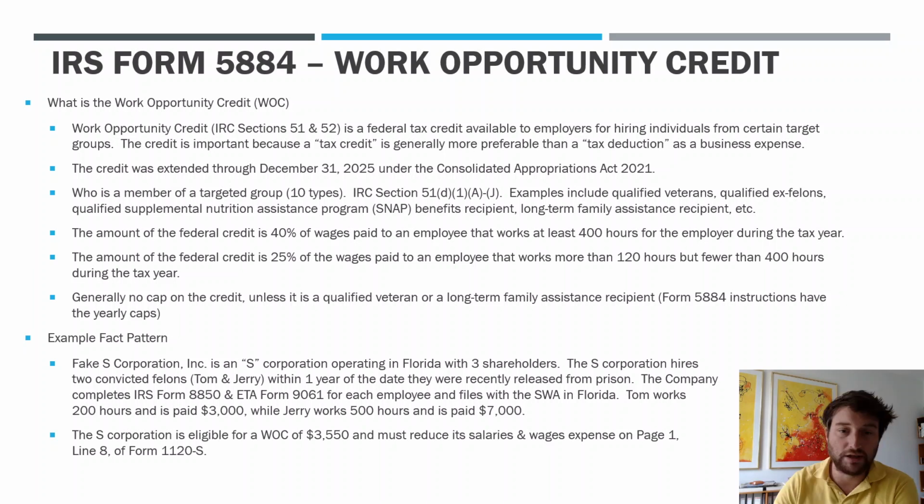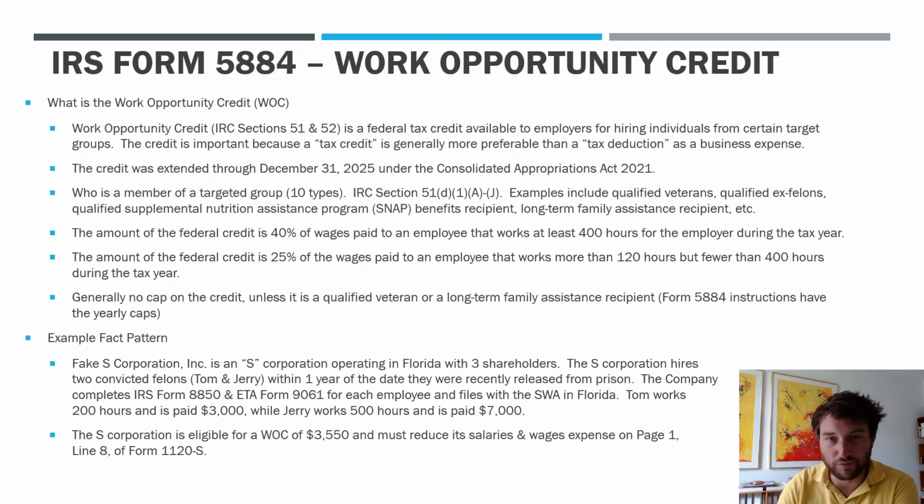The credit has been around a while. It was extended through the end of December 2025 under the Consolidated Appropriations Act of 2021. So it is going to be around a few more years. Now, who's within that targeted group? Well, there are 10 different types. If you look at Section 51(d)(1)(A) through (J) in the Internal Revenue Code, some of the more popular examples are qualified veterans, ex-felons, qualified individuals on the SNAP program, and other long-term family assistance recipients. Again, that's just 5 of the 10 on the list, but those are probably some of the more popular programs.